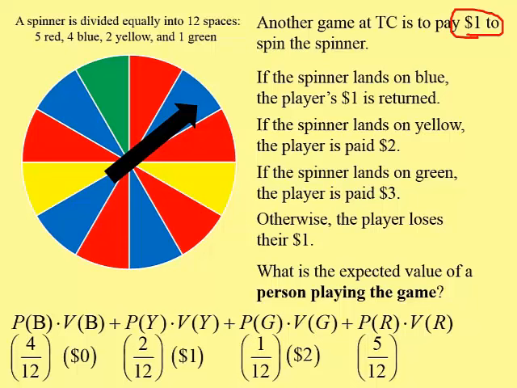That's positive. And then the last one, otherwise, meaning if it lands on red, that's the only other thing there is, they lose their dollar. The value of landing on red is losing $1. That's -1. We simply multiply those together and add them up. And again, you do this on your calculator. And it's -8 cents. On the average, every time a player plays this game, they can expect to lose 8 cents.